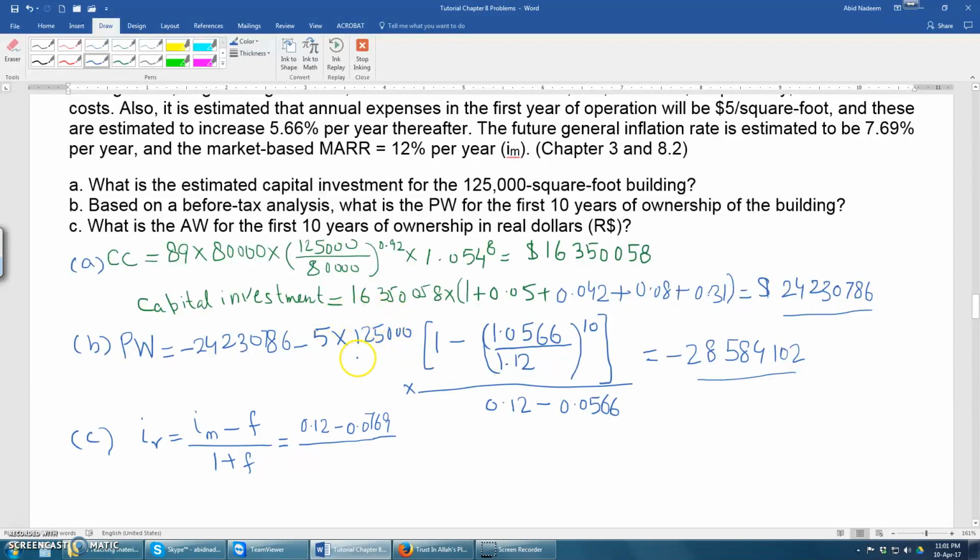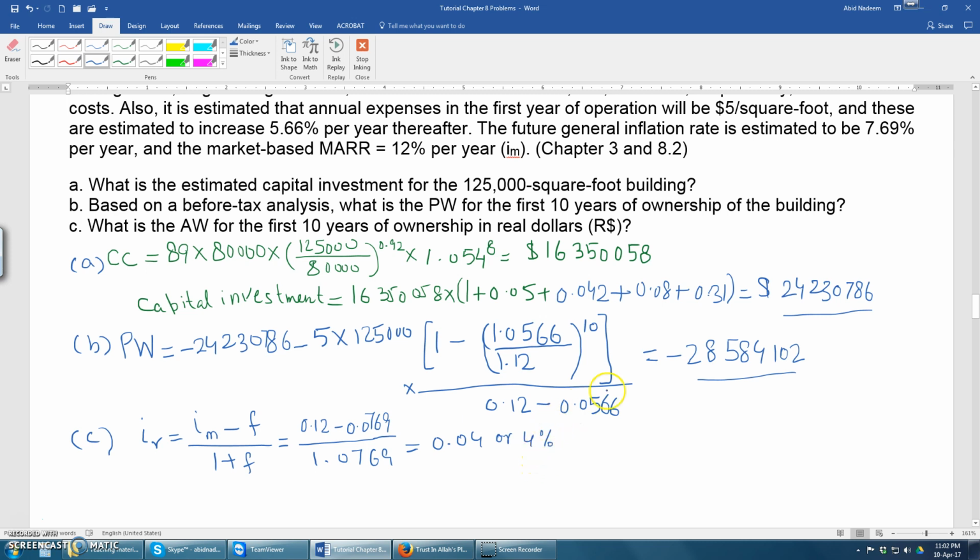Remember that we did not use this 7.69% in the previous equation, because that was the increase in the value of the annual expense. So this is the annual expense at the end of the first year, and then the increase in the value of the annual expense. This is different from the general inflation. General inflation is the overall increase in prices, and then it will be 1.0769. So the real interest rate will be very nearly equal to 0.04 or 4%.